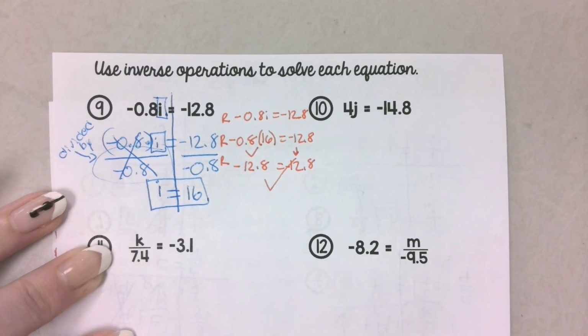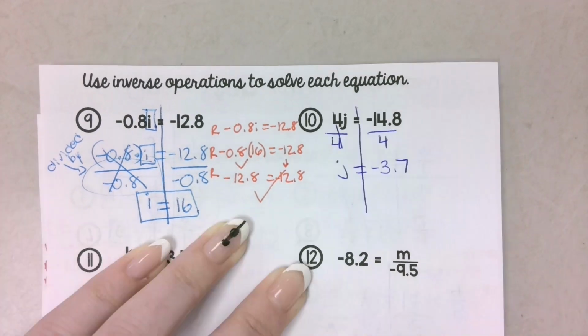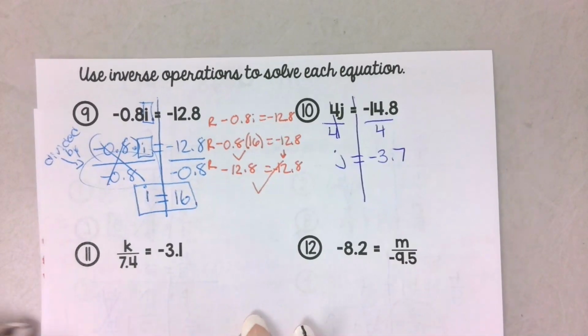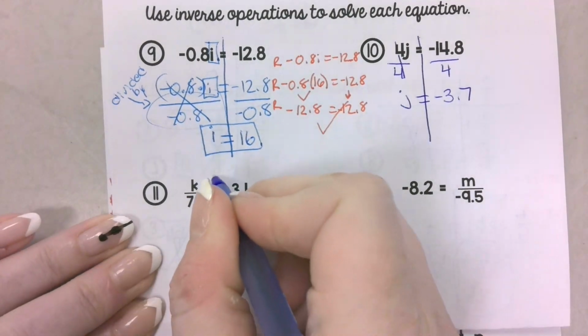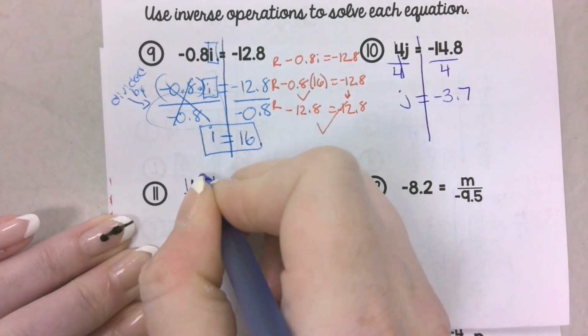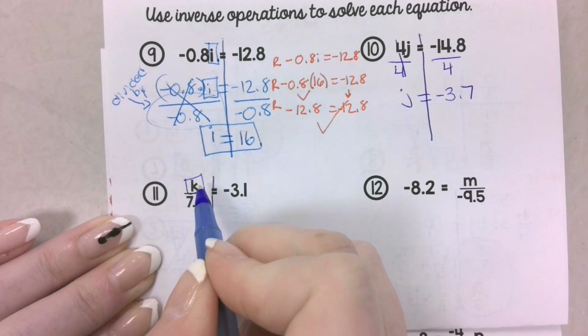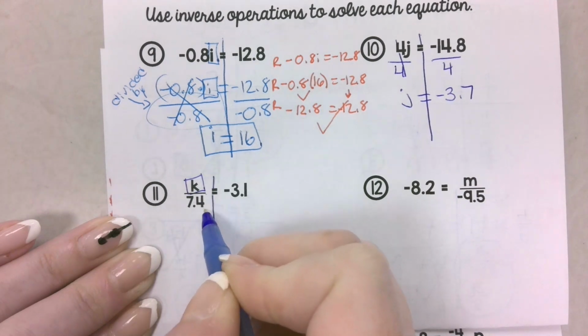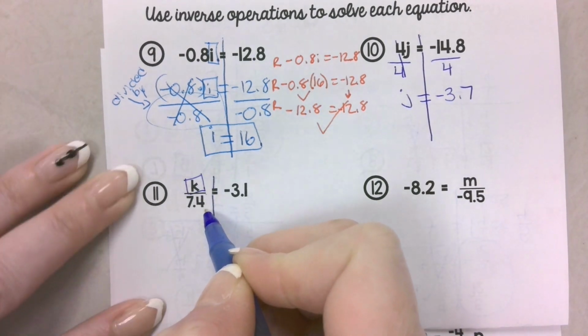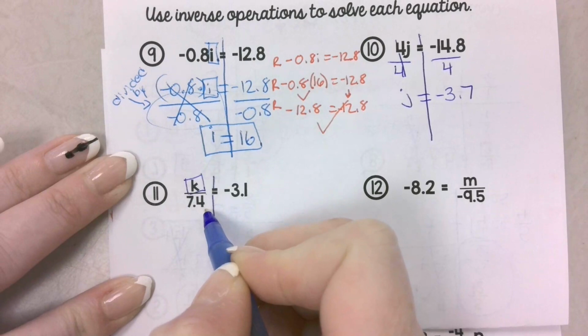Can you guys try 10? Pause the video and give it a try. All right, there's number 10. Now let's talk about dividing. Let's look at number 11. Draw our line, box our variable, and now this says k divided by 7.4. How do we undo divided by 7.4? What's the opposite operation? Well, the opposite operation is times.